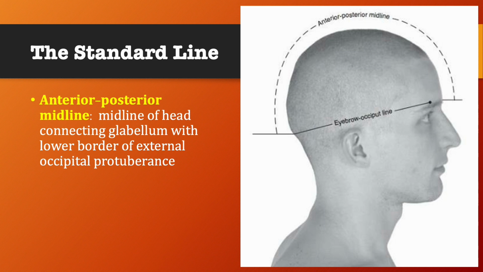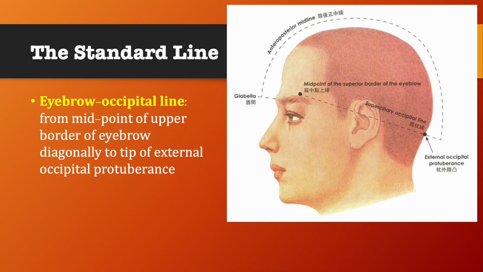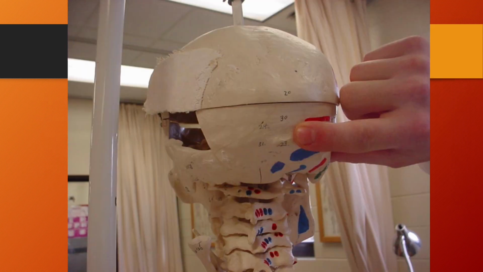The anterior-posterior midline is the midline of the head, connecting the glabella with the lower border of the external occipital protuberance. The eyebrow-occipital line is a line from the midpoint of the upper border of the eyebrow diagonally to the tip of the external occipital protuberance.